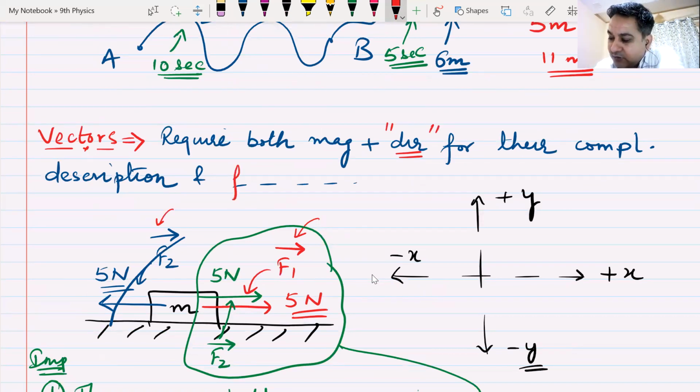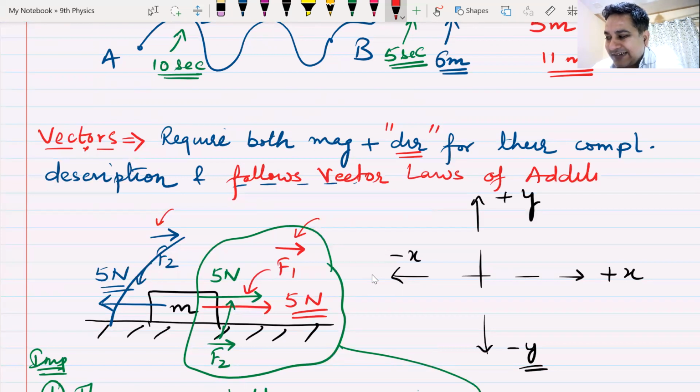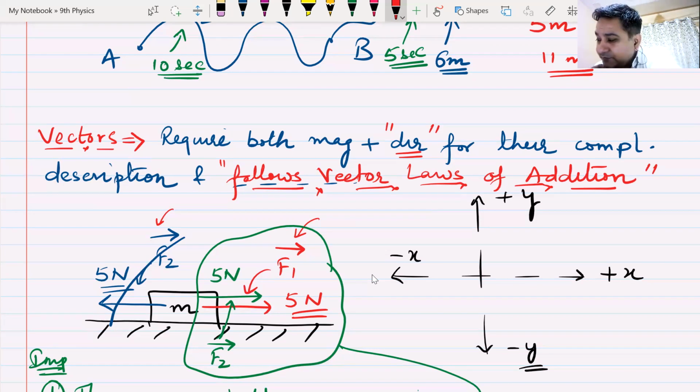And these laws are known as vector laws of addition. We have to add this red line because they cannot be added or subtracted just like numbers. They need special ways. There are special methods to add vectors, and those special methods are known as vector laws of addition. We have to add this line.